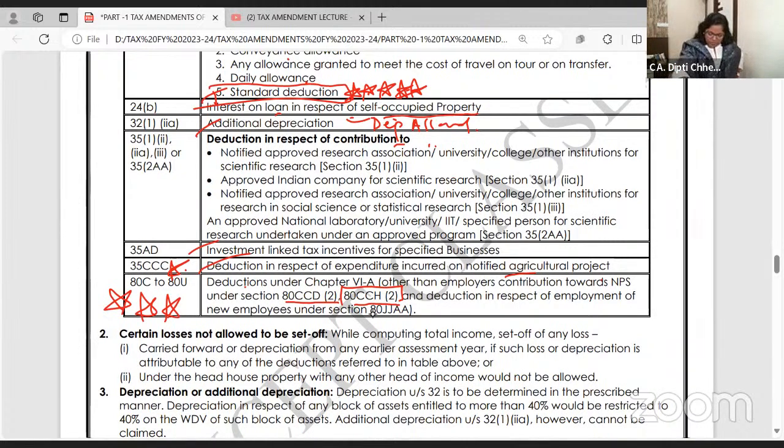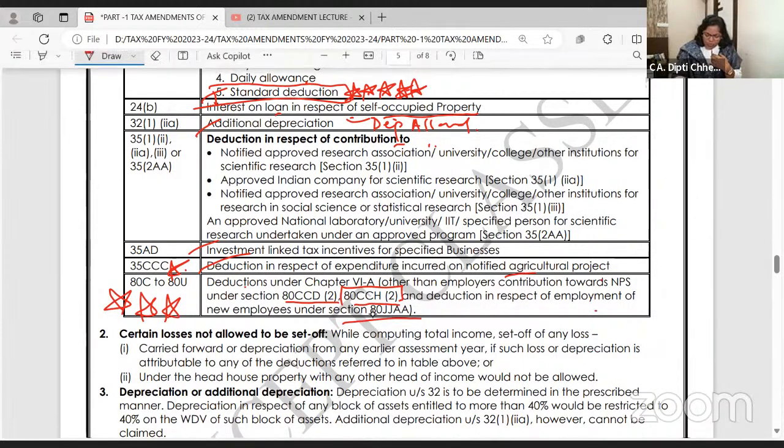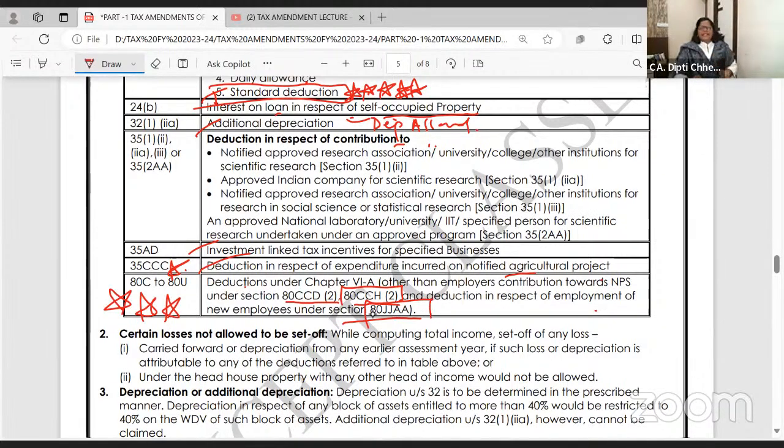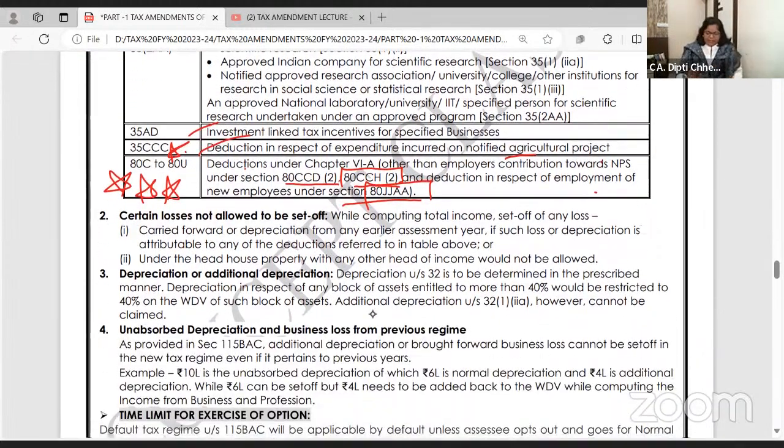Notified agricultural project not allowed. And deductions under chapter 6A, that is from gross total income to total income, only 3 are allowed: 80CCD(2), employer's contribution to NPS; 80CCH(2), employer's contribution to Agniveer Corpus Fund, the detail of which I'll say next time; and new employment if you are generating, 80JJAA. ये तीन मिलेंगे, ठीक है?